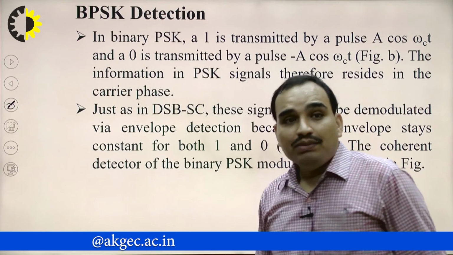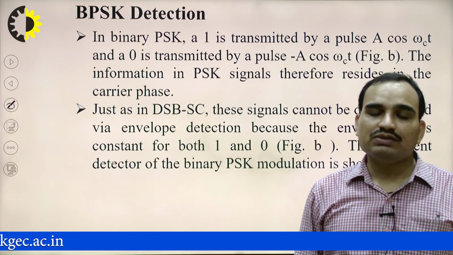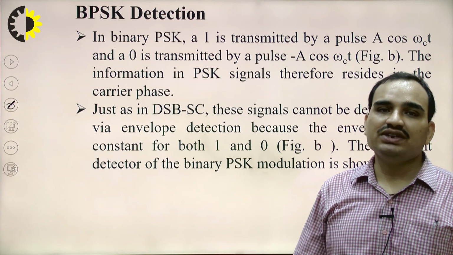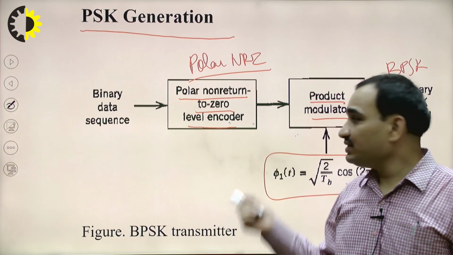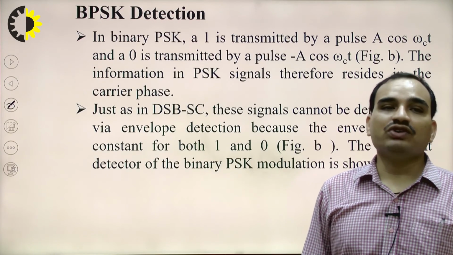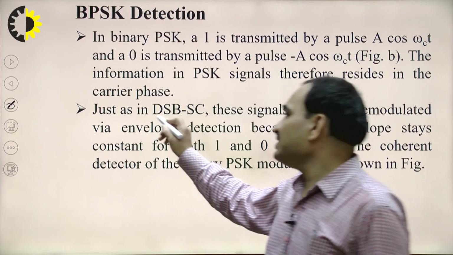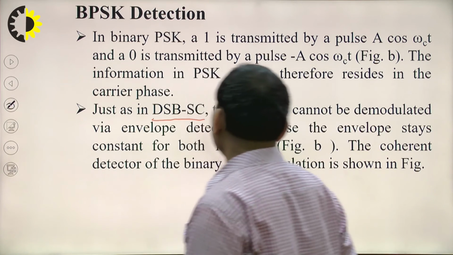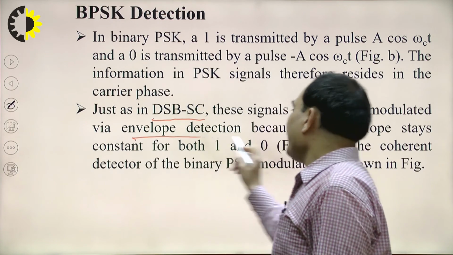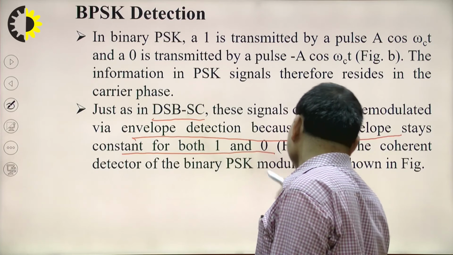So in binary PSK, 1 is transmitted by a pulse A cos(omega c t), and 0 is transmitted by a pulse minus A cos(omega c t), which we have seen in the figure in the previous slide. The information in a PSK signal therefore resides in the carrier phase only. Just as in DSB-SC, that is double sideband suppressed carrier, these signals cannot be demodulated by envelope detection, because the envelope stays constant for both 1 and 0.